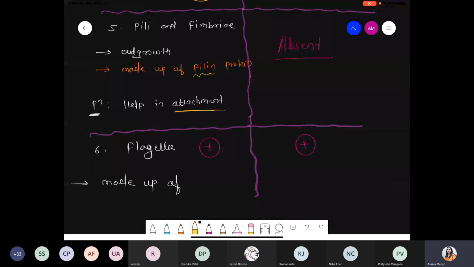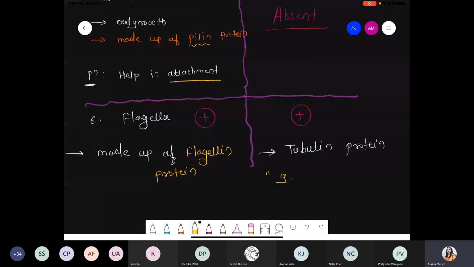They are made up by which protein? That is flagellin protein. When you compare this point with eukaryotic flagella, eukaryotic flagella are made up by the tubulin protein. Later in this chapter we'll discuss eukaryotic flagella.